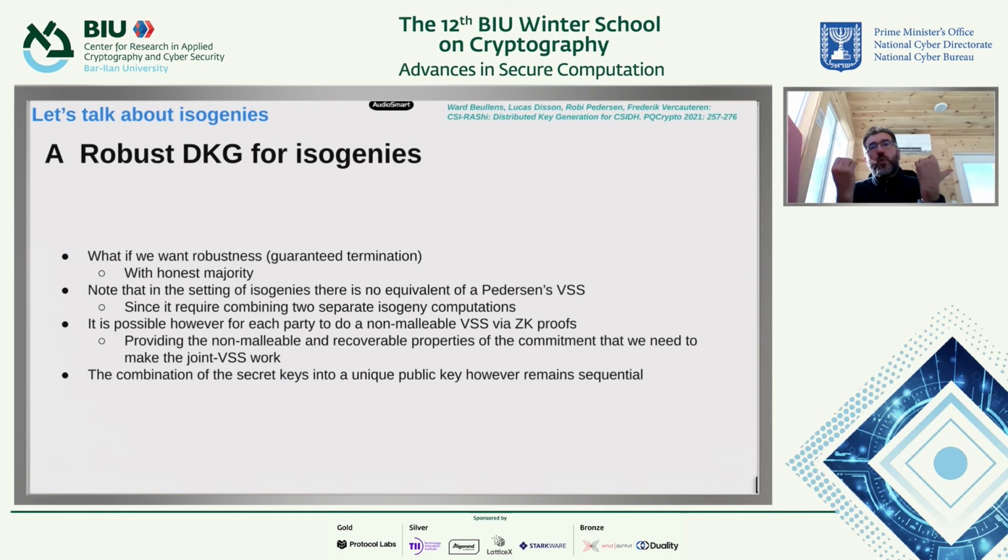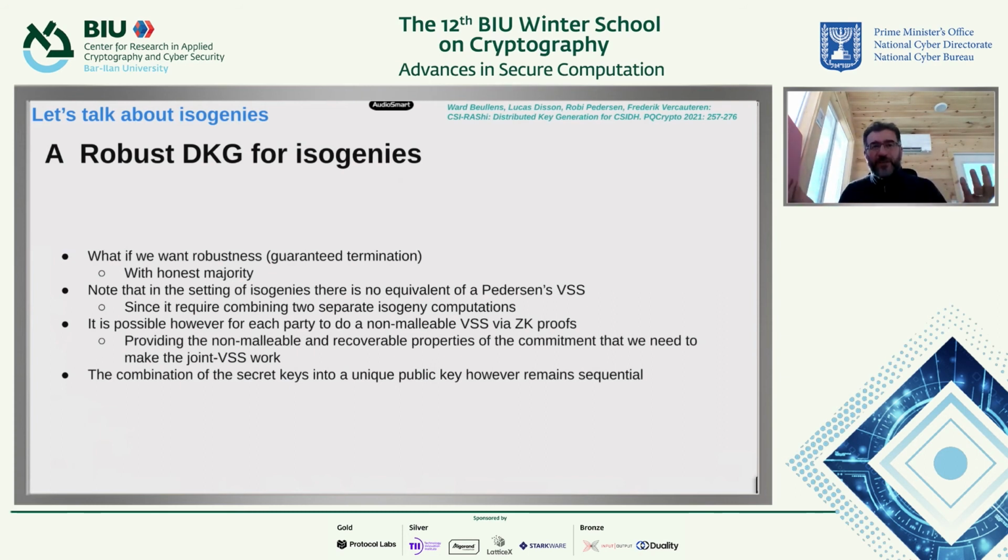So there is no way to do this information theoretic Pedersen thing. So what they did was create this non-malleable VSS. I'm still wrapping my head around this paper. Using zero knowledge proofs. And this gives you the non-malleable and recoverable properties that, if you remember from yesterday, we talked about are needed to get this joint VSS computation to work, so that we can always have the protocol terminate with the right target public key.